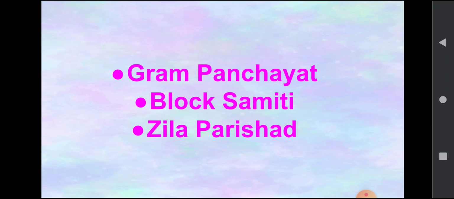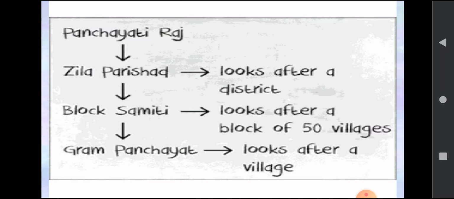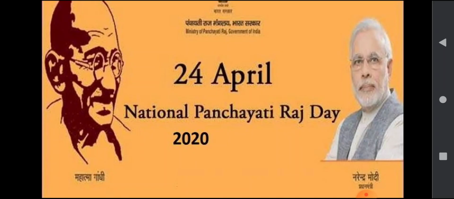Okay, so these are the governments which help them to handle these types of problems. First one is Gram Panchayat, second one is Block-17, and the third one is Zilla Parishad. And all together these are known as Panchayat Raj. And in India, we celebrate National Panchayati Raj Day on 24 April. Okay.